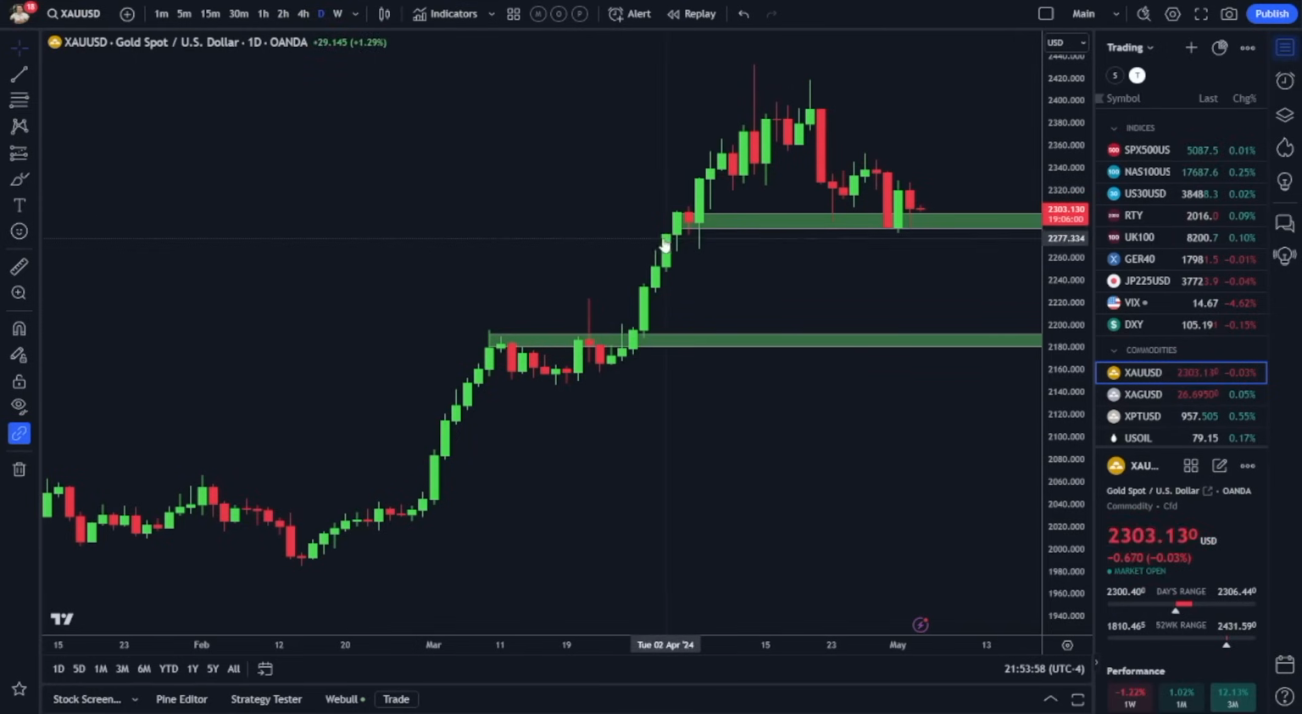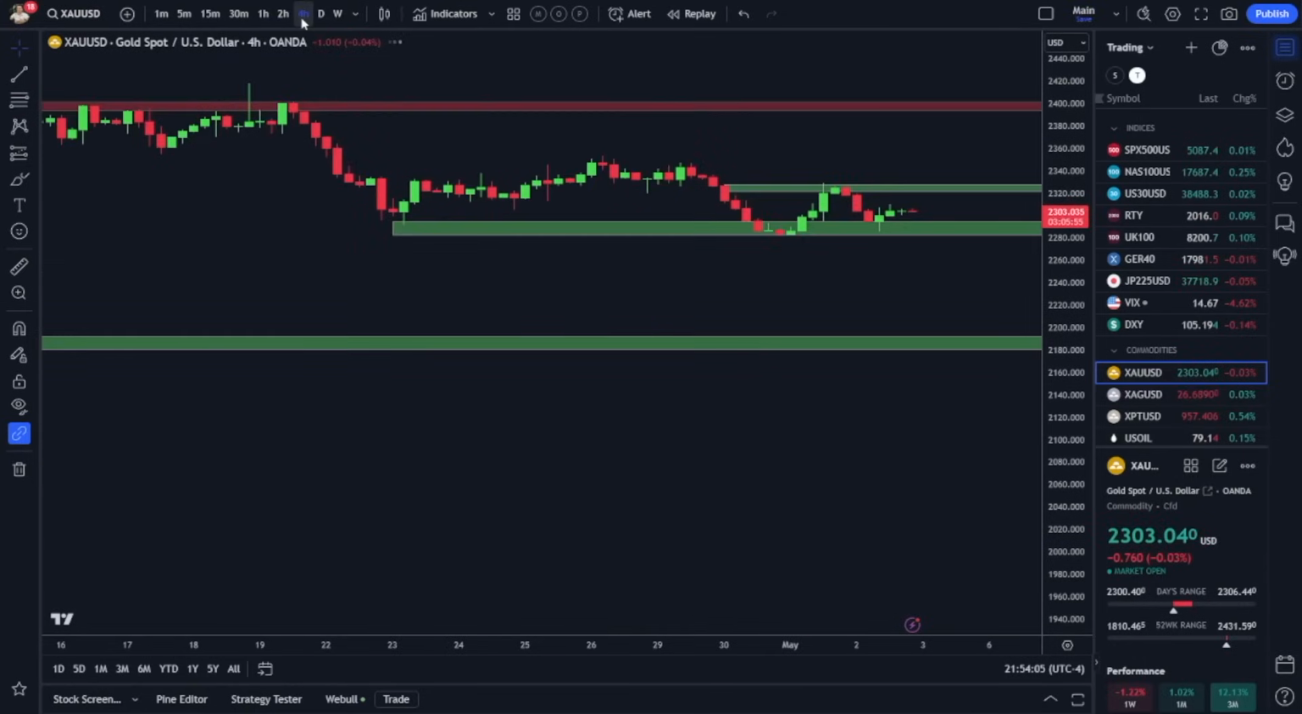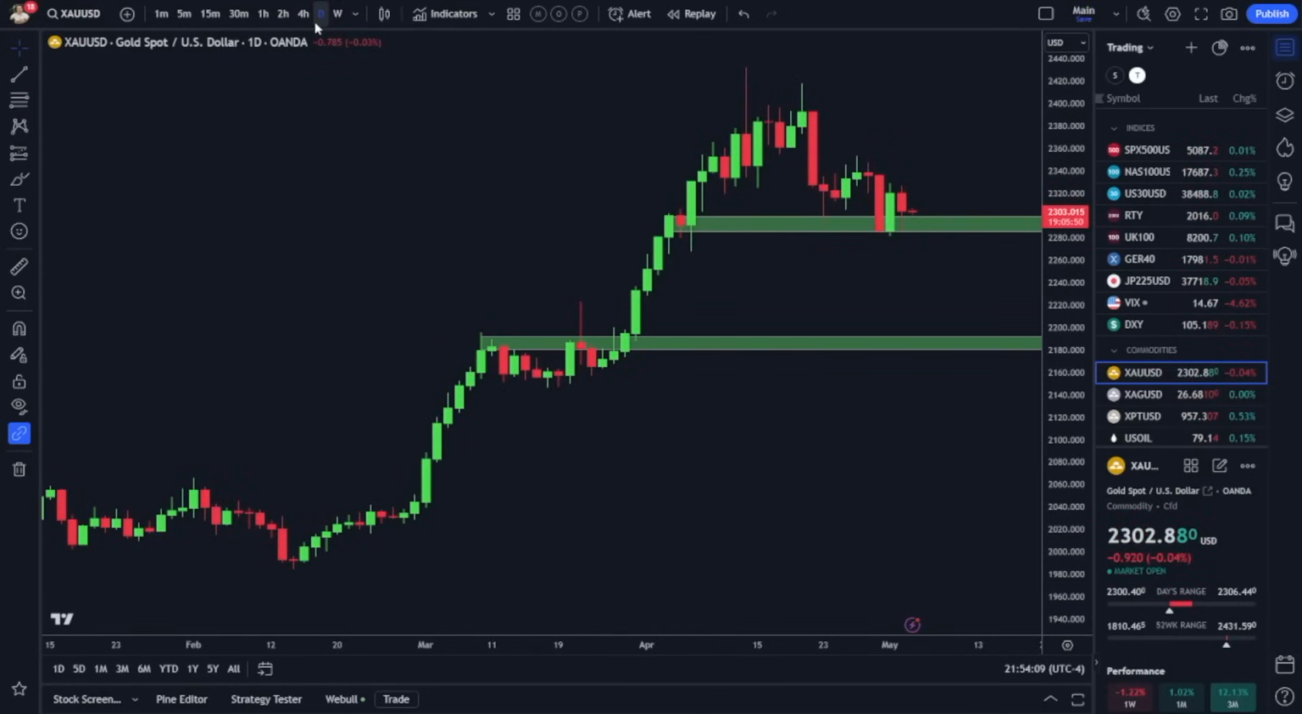I'm looking for the simple technicals. I'm looking for support and resistance, market structure, trend direction. I also typically find myself personally spending most of my time on the 4-hour and the daily chart. I'm mostly a swing trader. That doesn't mean that you can't trade lower time frames.